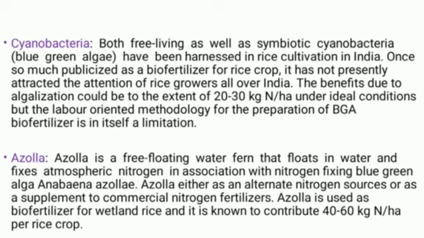Next, cyanobacteria. They act as both free living as well as symbiotic cyanobacteria. They have been harnessed in rice cultivation in India. The benefits due to cyanobacteria could be to the extent of 20 to 30 kg of nitrogen per hectare under ideal conditions.